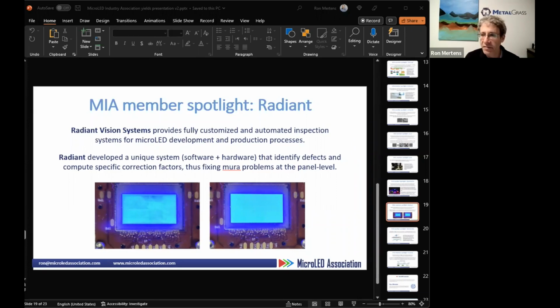You can see the example here on the left. We have the original image, and on the right, how it looks after correction. And this is something, again, a sort of strategy you can use to fix some of the problems on your final display.